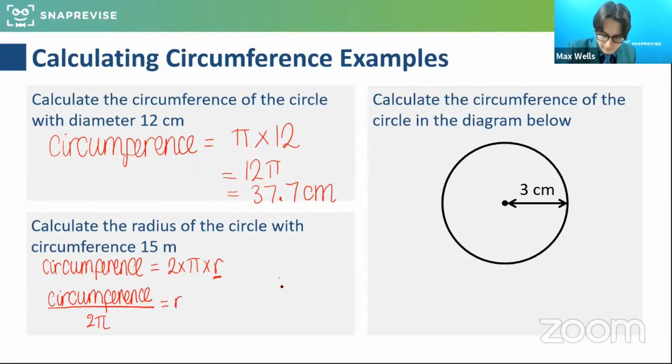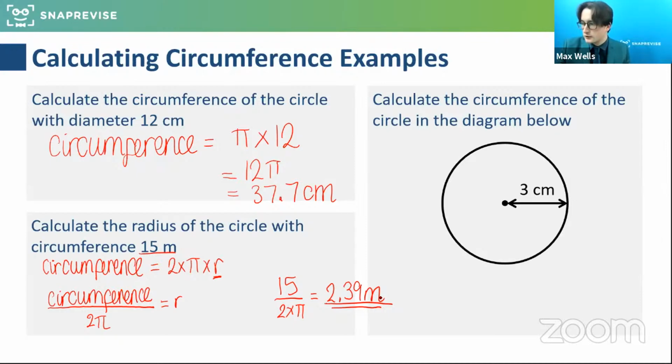So that would be 15, the circumference, divided by 2 times pi, and that comes out as, let's see if anyone's got it, 2.39 meters. Check we agree, check I'm right, and see how we get on. Let me know if that's what you got as well. Lovely. So depending on how you rounded it, that's lovely.